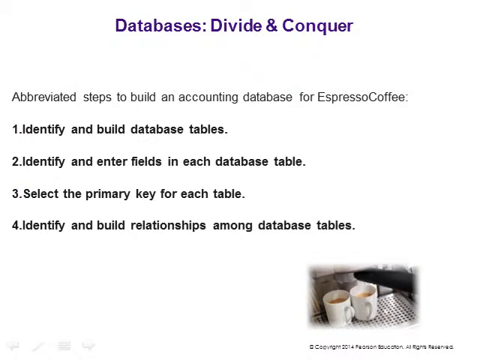To illustrate how to build a database, we'll cover the abbreviated steps for building an Access database for Espresso Coffee Company. And here we see the abbreviated steps for doing that. So we identify and build database tables, we identify and enter the fields, we select the primary key for each table, and then we identify and build relationships among database tables.